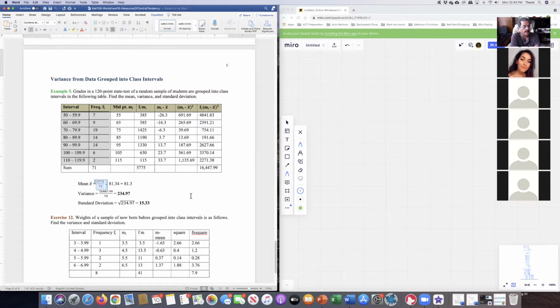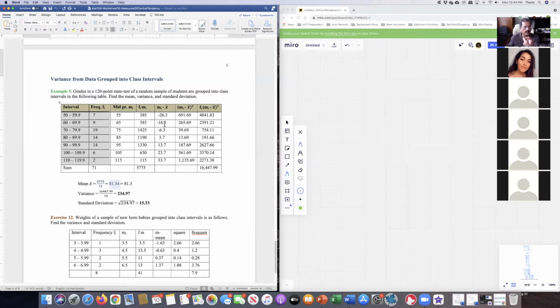But when it comes to variance, we need to decide whether it is sample data or actual data. If you read the question, it says a random sample of students. It's a statewide test, and so they don't have all the students accounted for, only a sample of students. That means we have to use the formula for sample variance and sample standard deviation. So the mean is 5775 over 71, which is 81.34.